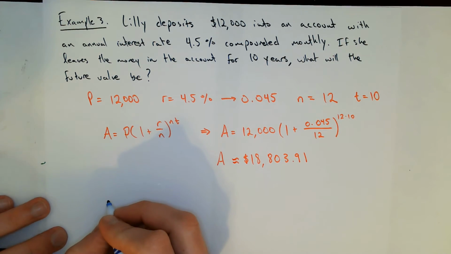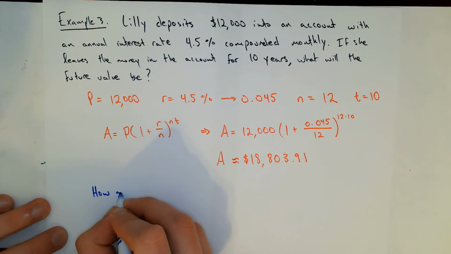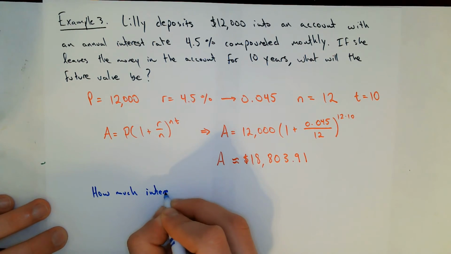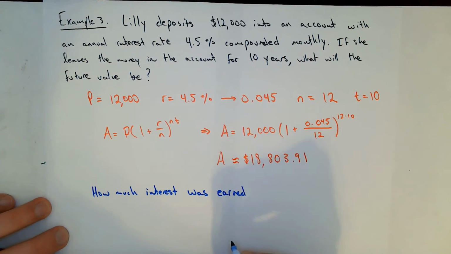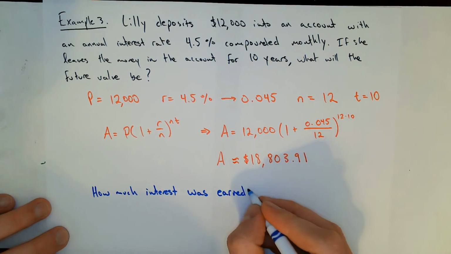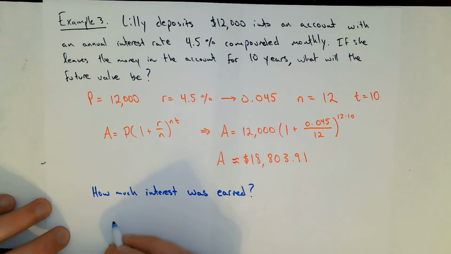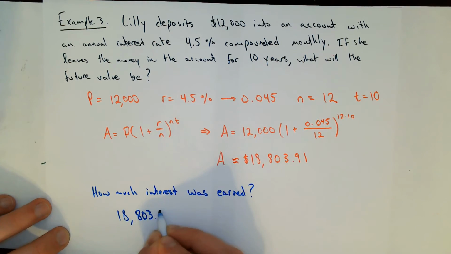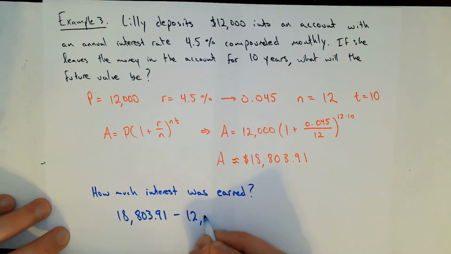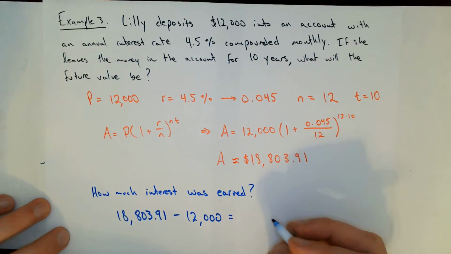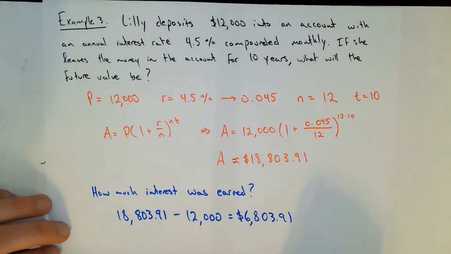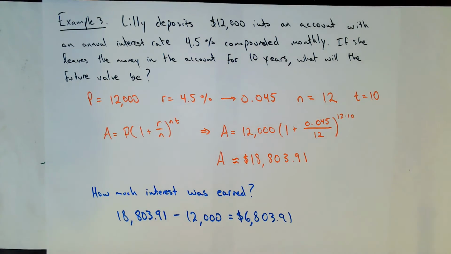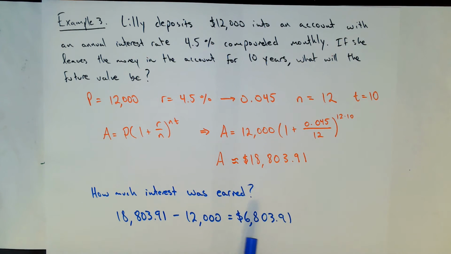How much interest did it earn then? So if I ask this question, how much interest was earned? Like, how much did she earn just by having the discipline to be able to leave that money alone for 10 years? How much did the bank give her? All we would have to do is take that 18,000 and subtract her original amount, right, which would give us that 6,000 whatever, it's nearly $7,000, $6,803.91.